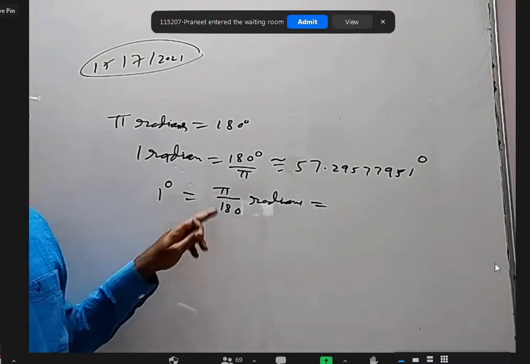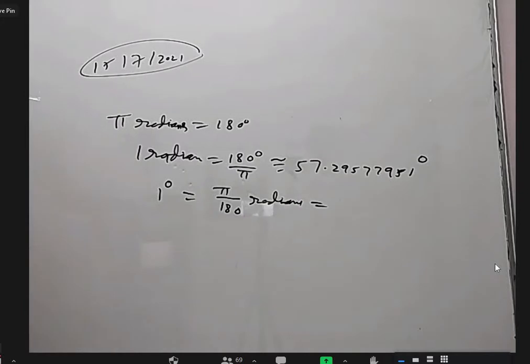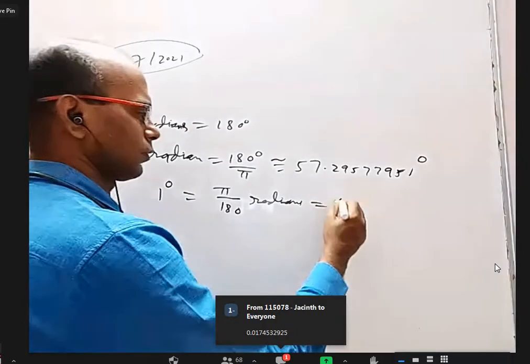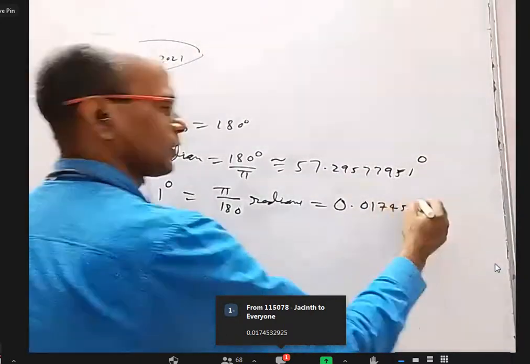Okay, I want the reciprocal now. Pi by 180. Anybody want to calculate? Tell me what will come roughly. Sir, 0.01745. 0.0175. Okay, roughly that many radians.